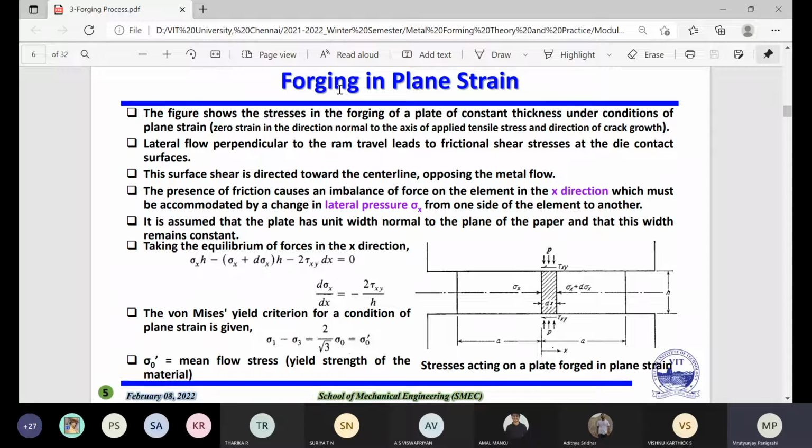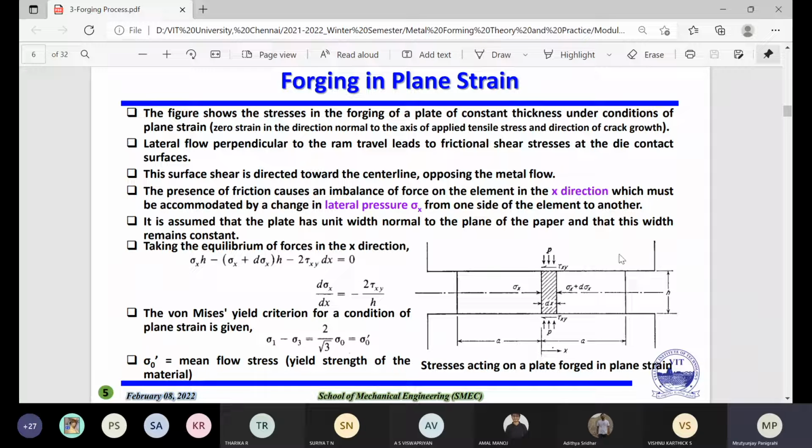Here we have taken the figure showing the stresses in the forging of a plate of constant thickness under conditions of plane strain. Why do we call it plane strain? Because you have zero strain in the direction normal to the axis of applied tensile stress and the direction of crack growth. We have to assume something, because if you do not assume, you cannot do the derivation.